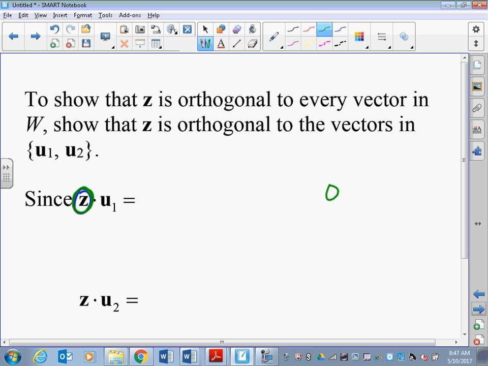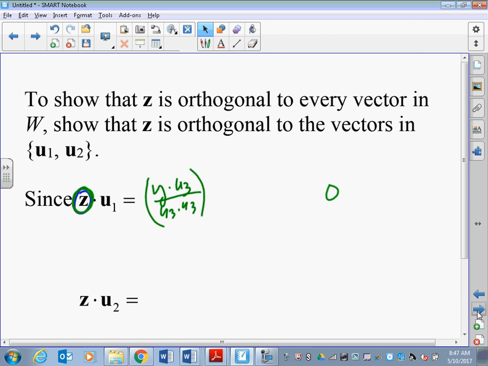How do we find z? What was that defined as? Y dotted with U3 over U3 dotted with U3. That is what z was, from that last slide, dotted with U1. So again, we're starting with an orthogonal set. Therefore, this is just going to be some scalar. All we did is change its magnitude, and when we do that, it's still going to give us 0.